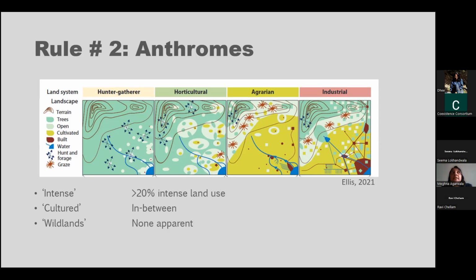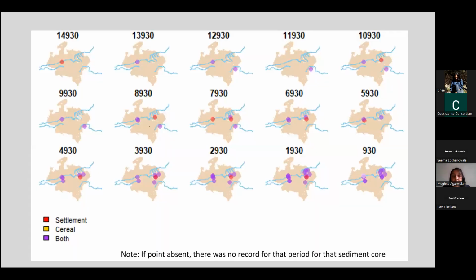And what they found is that the areas today that have the highest biodiversity are those that map onto cultured anthromes in the past. So let's see how this plays out in our landscape. So first, before going to the anthrome, I just thought I'd show you something about settlements and cultivation. What we have in this map, it's similar to the previous map, is that if it's red, that means there is evidence of settlement in that site.